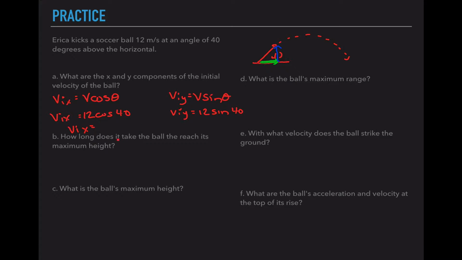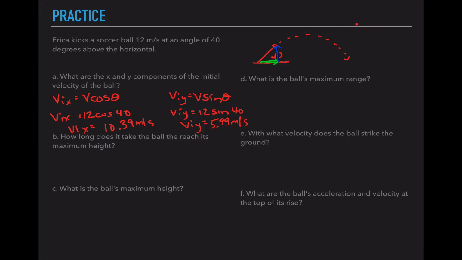Vix equals 10.39 meters per second, and Viy equals 5.99 meters per second. I do want you to write your t-chart in your notes.